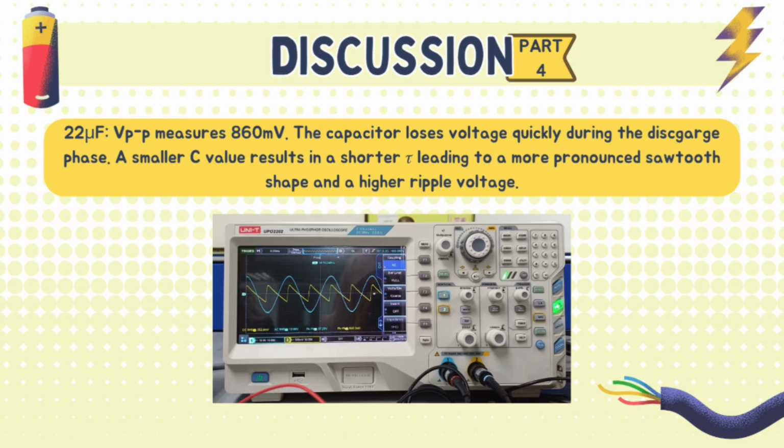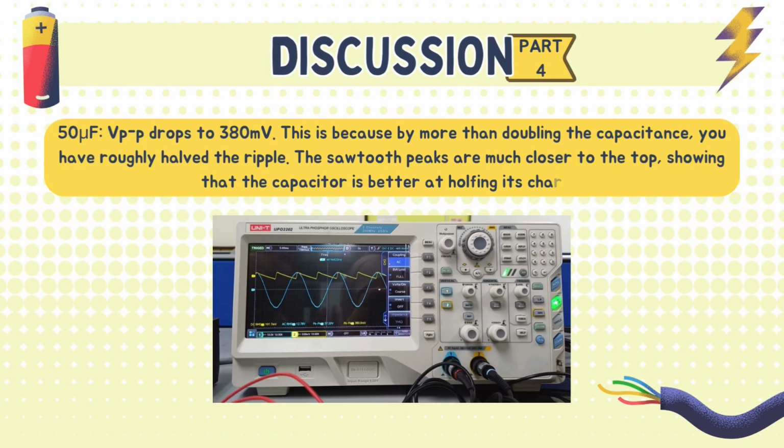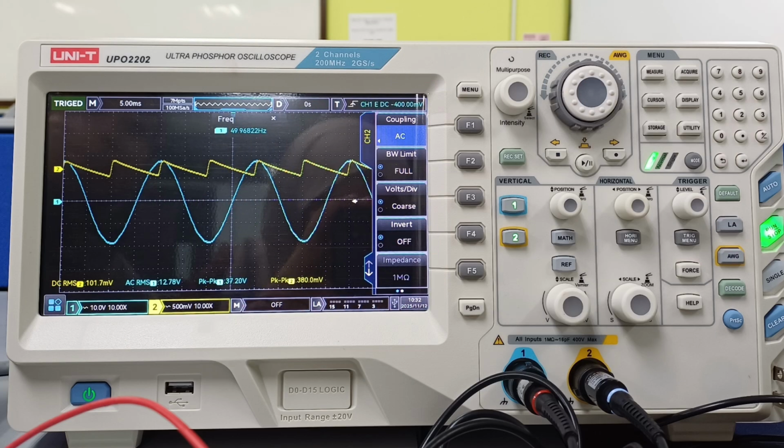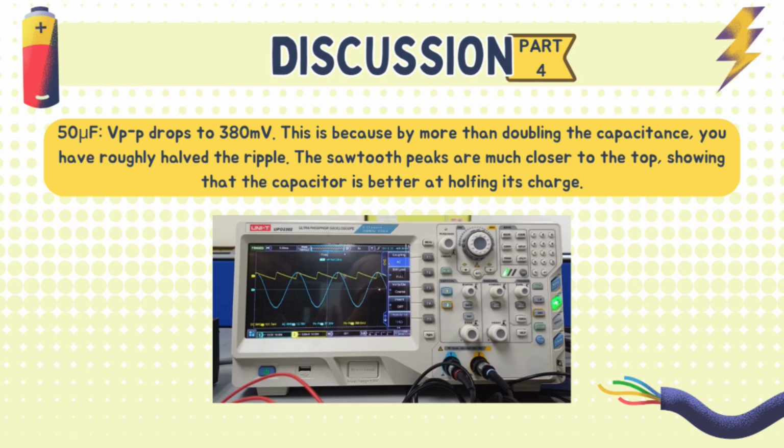The capacitor discharged slightly between peaks, but the next peak arrived quickly to recharge it. Second, for 50 microfarad, the peak-to-peak voltage ripple drops significantly to 380 millivolts. This is because by more than doubling the capacitance, you have roughly half the ripple. The sawtooth peaks are much closer to the top, showing that the capacitor is better at holding its charge between the rectified pulses. This means as the capacitor increases, the discharge rate slows down, providing a more stable DC level.